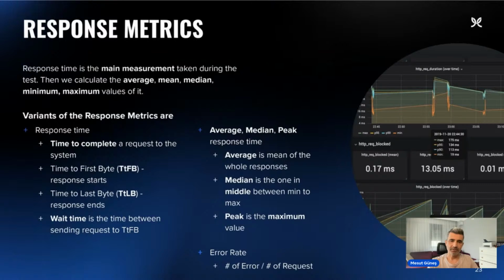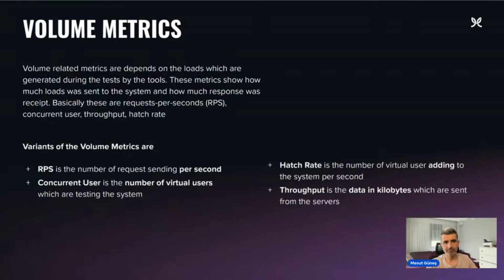And there are also some values that are calculated based on the response time, such as the average. Average is the mean of the whole response. The median is the one in the middle between the max and the minimum value. And peak is the maximum value. Also, there is the error rate, the number of errors over the total number of requests.